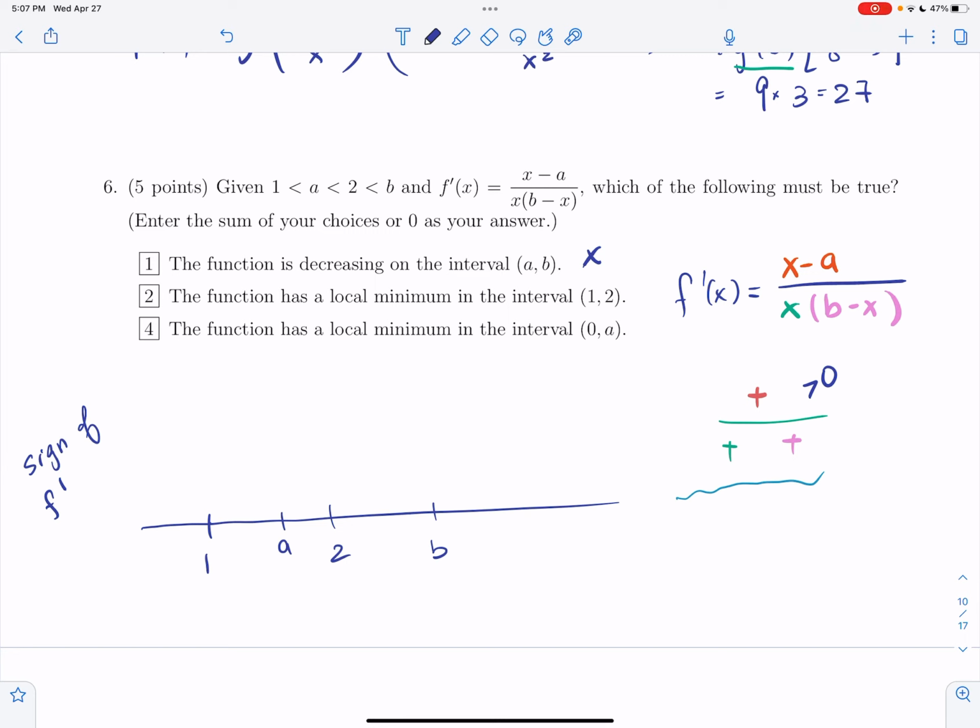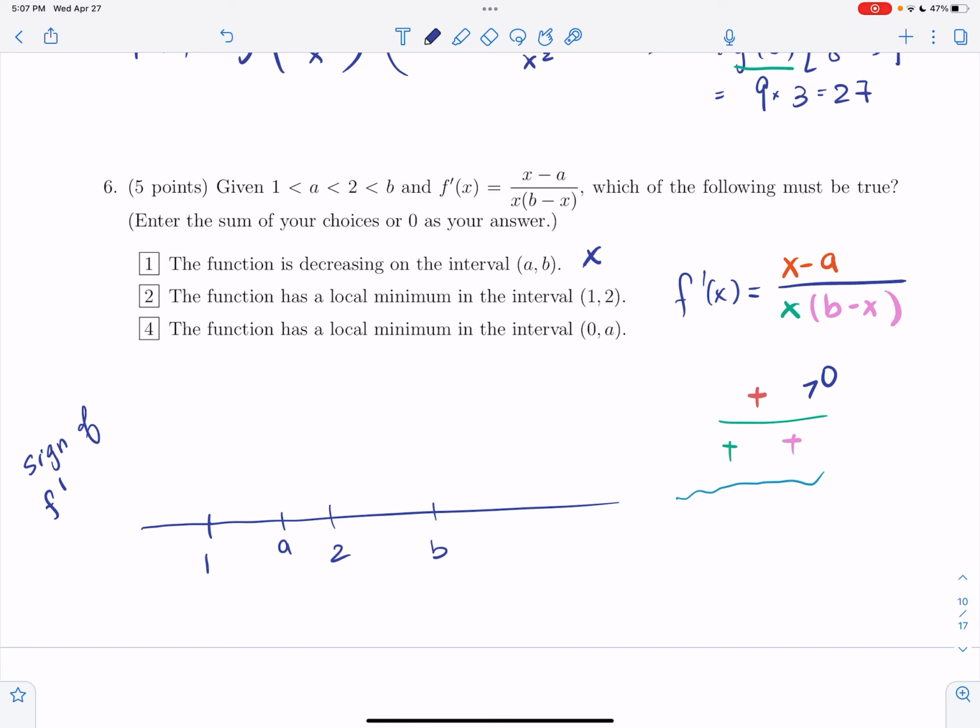When will you have a local minimum? You have a local minimum at a critical point. When is there a critical point? Either f prime is 0 or f prime is undefined, but f is defined. In this case, because of the way f prime is x times b minus x, it's only going to be undefined if x is 0 or x is b. So certainly not in the interval 1 to 2. So does it have a local minimum in that interval? Let's look at the sign of f prime in the interval 1 to 2.